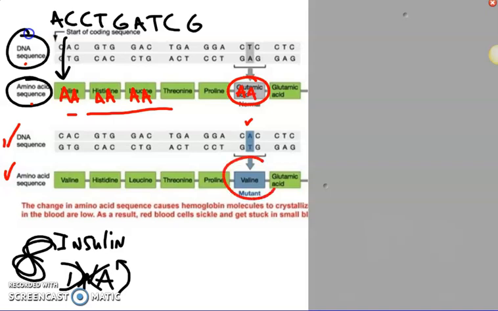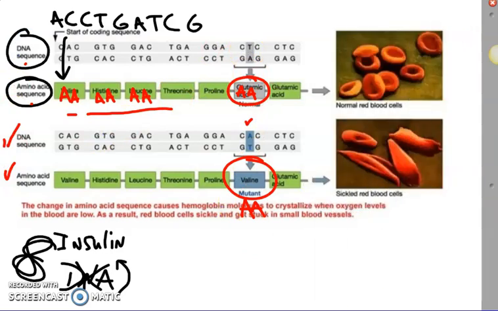Oh, crap, I changed the amino acid. Does it matter if I change the amino acid? Kind of. Let's see what happens if I just change one amino acid and only one. Oh man, that's called sickle cell anemia. That's kind of bad.